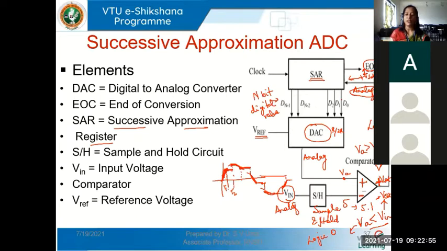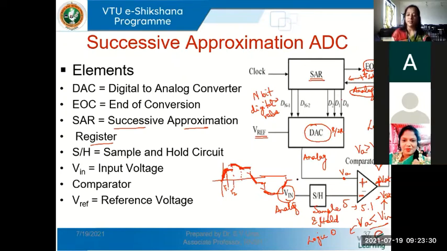This end of conversion signal will be made high whenever the conversion is complete. Whenever the conversion becomes complete, the EOC signal will become high. Is that clear? So this is the working of successive approximation ADC. It is very simple and it will give you easy marks in the exam. You will just be asked to describe the working of the successive approximation ADC with a neat block diagram.